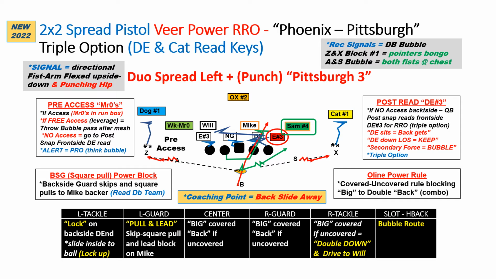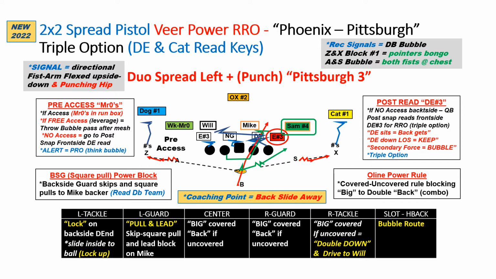We can run this, as I said, from spread sets where you don't have to have an H-back attached. In this case, when we go spread, the H-back becomes a slot, or you can substitute him. Again, this example is out of pistol, so again, we're running punch power to the right. Now double bubble so that the A receiver and the S are both running bubbles and the Z and the X are blocking. Everything's exactly the same.